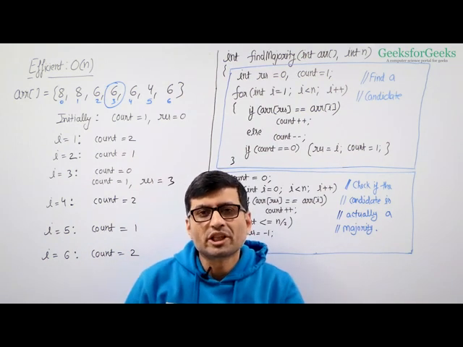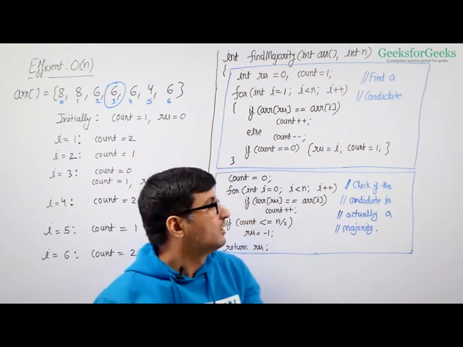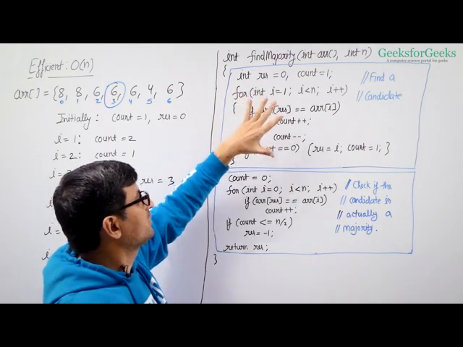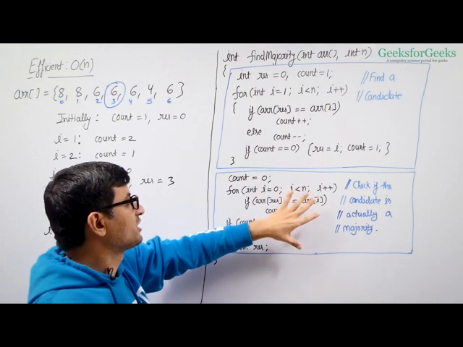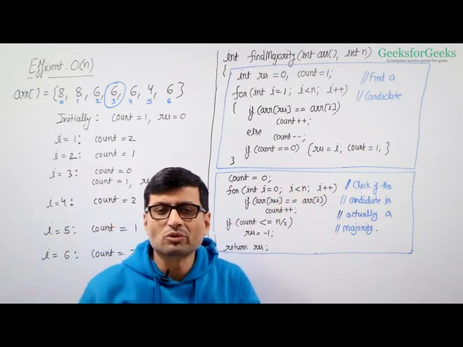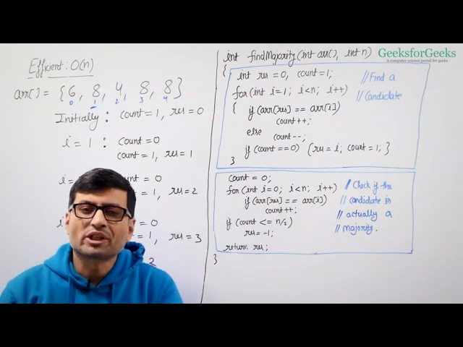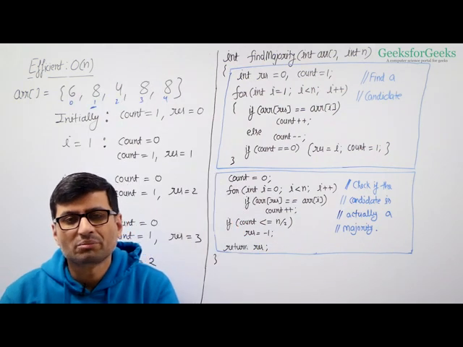Let's now talk about the time complexity of this algorithm. We have this loop that runs big O of n times, and then we have another loop that also runs in big O of n time. So overall time complexity is big O of n plus big O of n, which is big O of n. Let's do one more example run to understand the algorithm better.